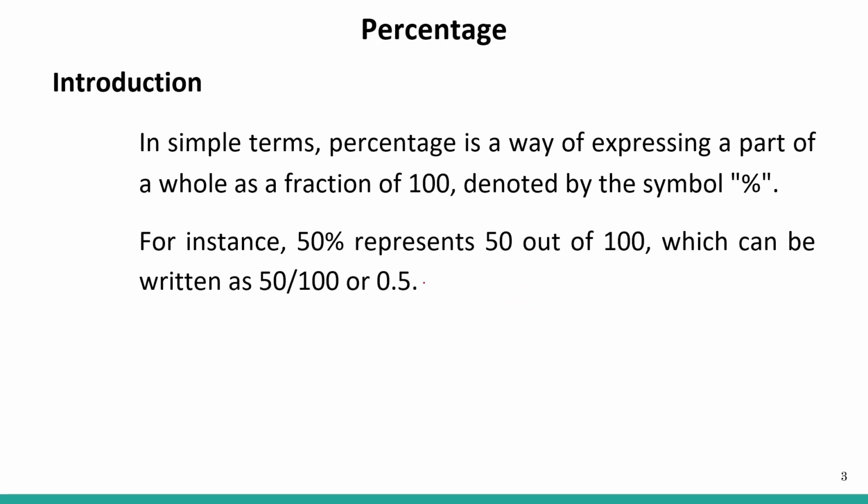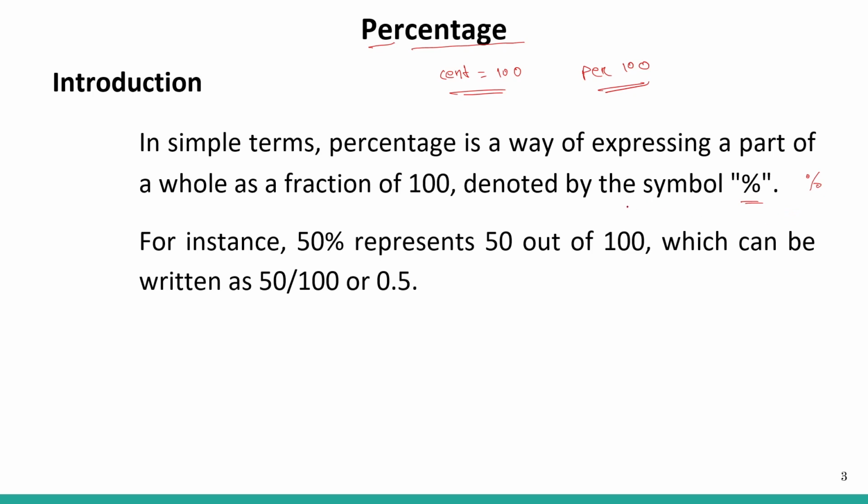So what is percentage? In simple terms, here you can see percentage. Cent means century, that is 100, and per 100, this is the gist of this naming scheme. So in simple terms, percentage is a way of expressing a part of a whole as a fraction of 100, denoted by this symbol. The symbol for which percentage is denoted is a slash symbol with two zeros in its upward range and its downward range.